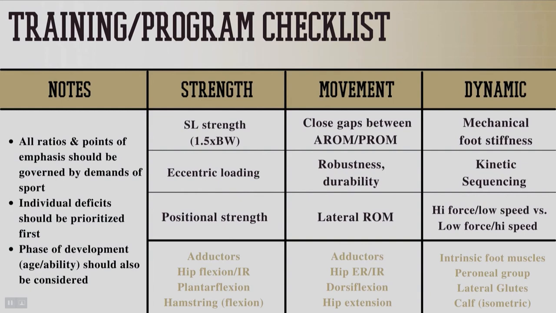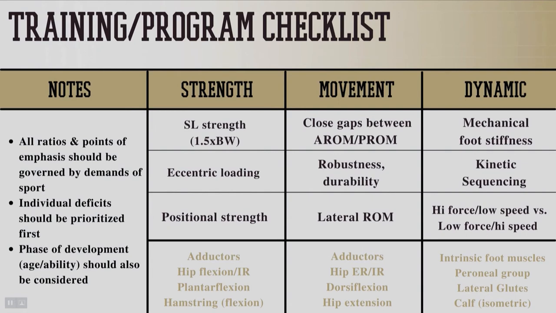Broadly speaking, the weakest muscular groups or movement groups that I see are going to be the adductors, hip flexors, internal rotators, plantar flexion, and then hamstrings, particularly in flexion. So most of my programming for strength's sake is going to revolve around those. Movement-wise, first and foremost, and by far the most important in my mind, is closing the gap between active and passive ranges of motion. When we have greater passive range of motion than active range of motion, in my mind, that is the window of vulnerability. Or in other words, I'm able to move into ranges that I can't control. So we want to make sure that we are managing and minimizing the margin between those two.